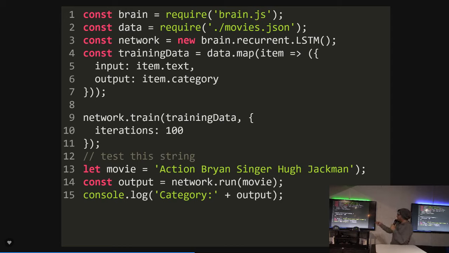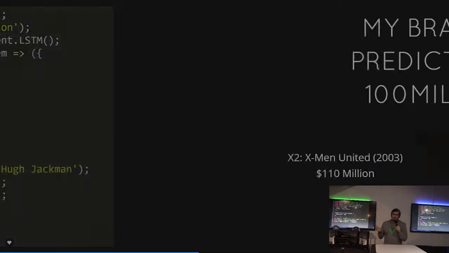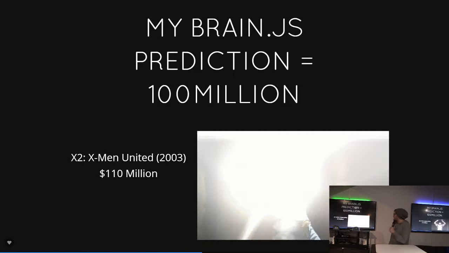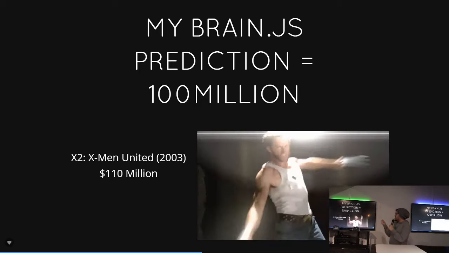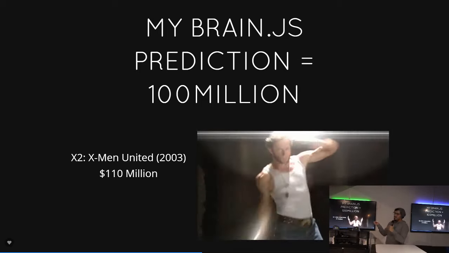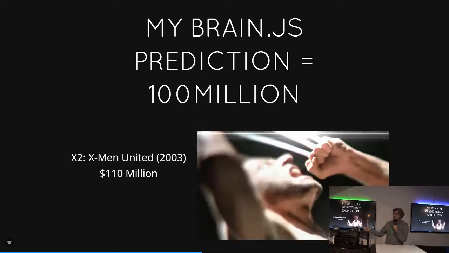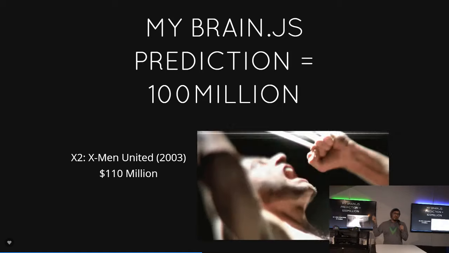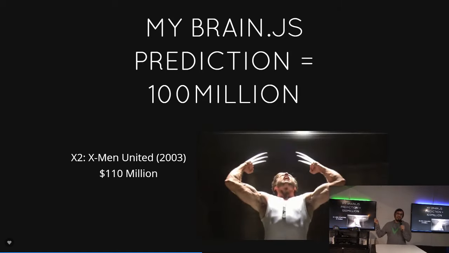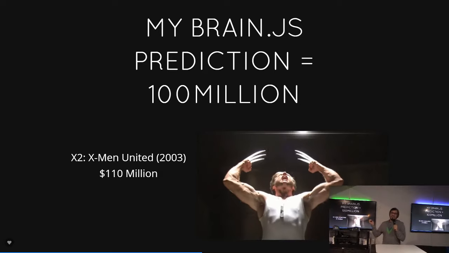Now I'm going to pass in my movie, which is action, Bryan Singer, Hugh Jackman. The output is going to be, after it runs through the machine learning framework, I console log the category and the output. So how well did it do? Brain.js predicted 100 million, and X-Men 2, the next movie that would fit this, did 110 million. And I was like, yay, this totally works. I can play now in the movie draft and not have to watch movies.